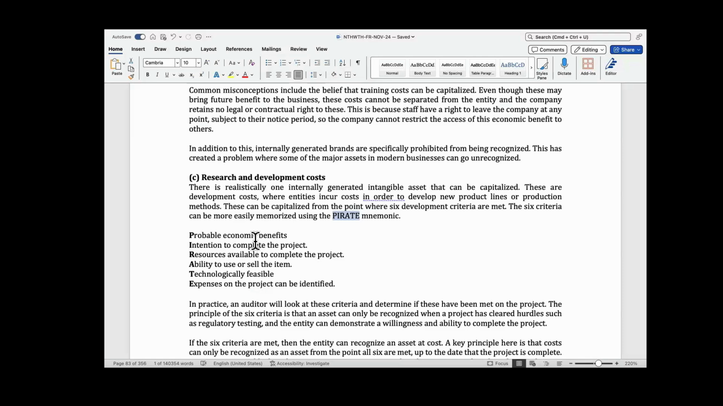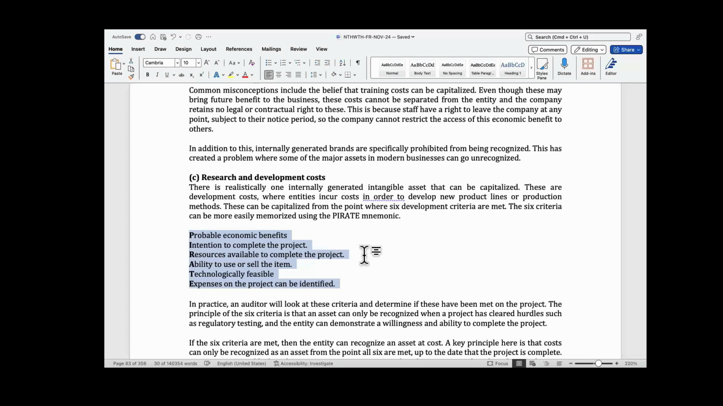You can separate them if you want, but I don't really want that, because by the time somebody brings up a research cost and says it meets the criteria, that means there's a possibility that research costs can also be capitalized. So research and development costs, if they meet the 6 criteria, you capitalize them. If they don't, then you go ahead and expense them.